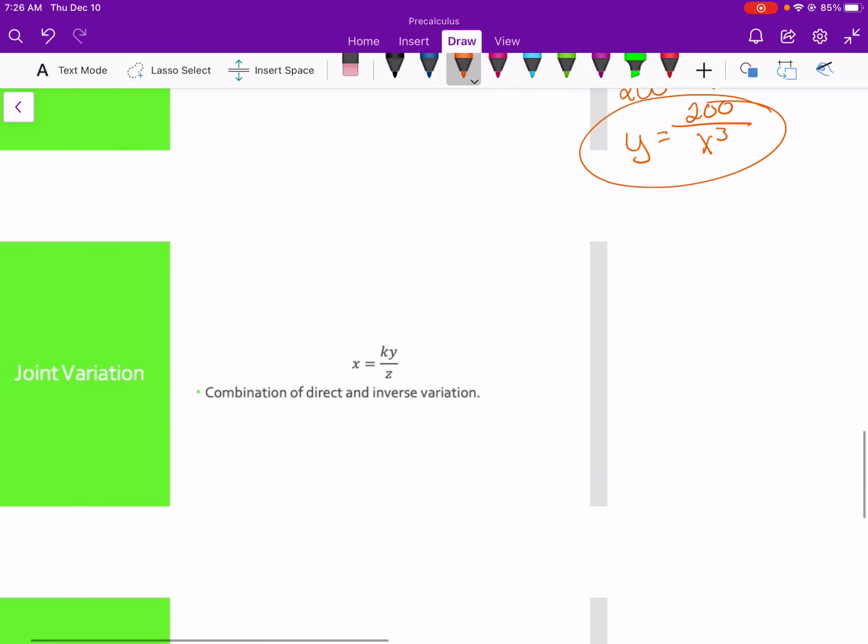And the last type of variation is joint variation. So it's a combination of direct and inverse variation. So we have multiplying and dividing going on.